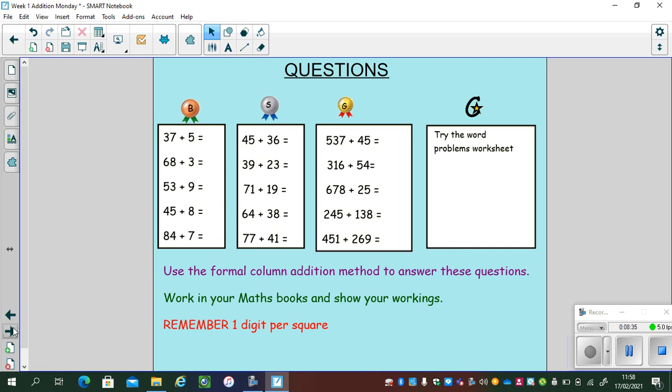There is a sheet if you would prefer to print this off, or you can just pause the video here and do the question straight from the video. When you're finished doing your questions in your maths books, come back and we can go through the answers together.